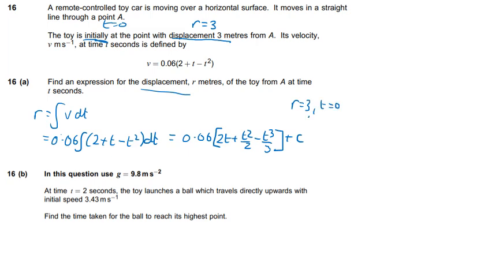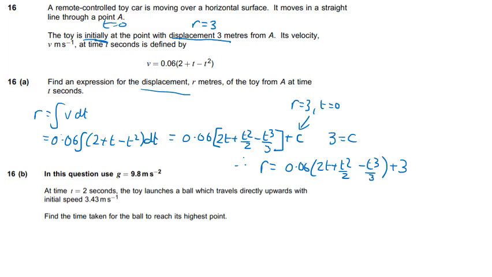So we're going to substitute that into there. So we get 3 is equal to, and you can see that everything inside the bracket is going to be 0 when t is 0. So we get 3 is equal to c. So therefore r is equal to 0.06 times 2t plus t squared over 2 minus t cubed over 3 plus 3. You could multiply that out if you wanted to, but don't need to.